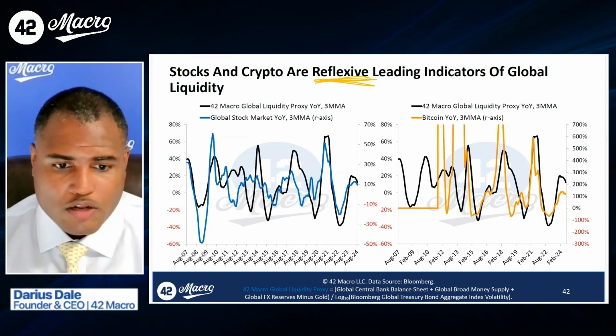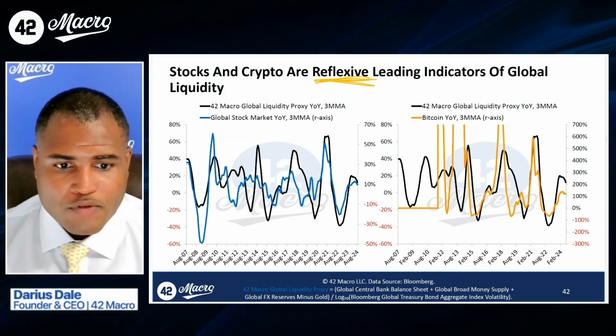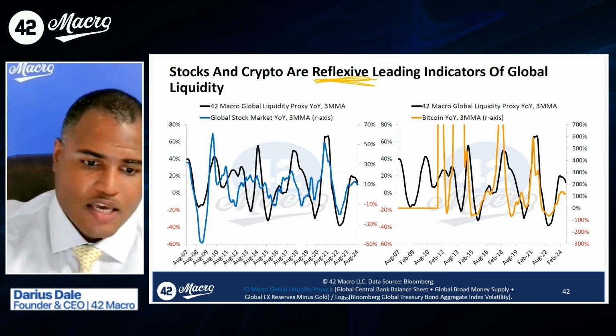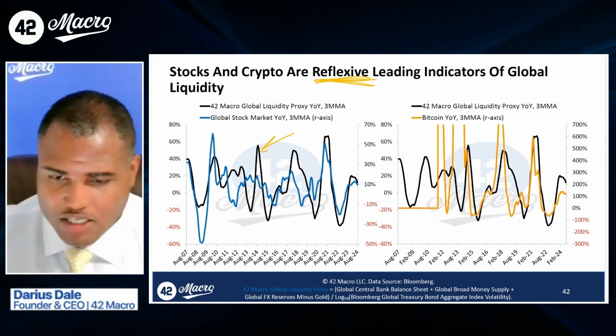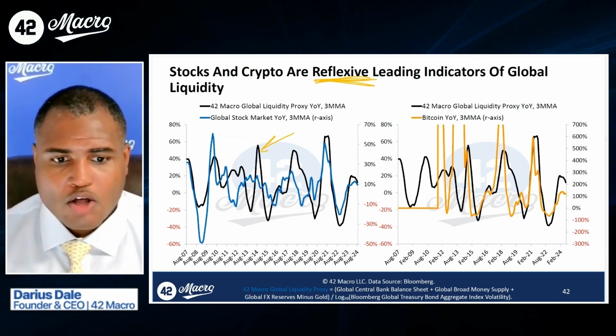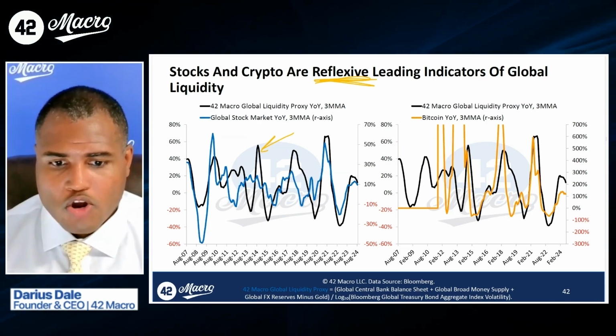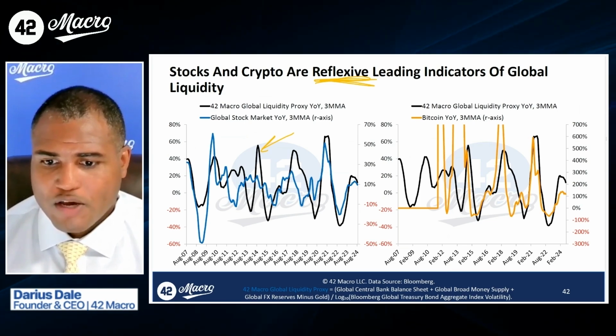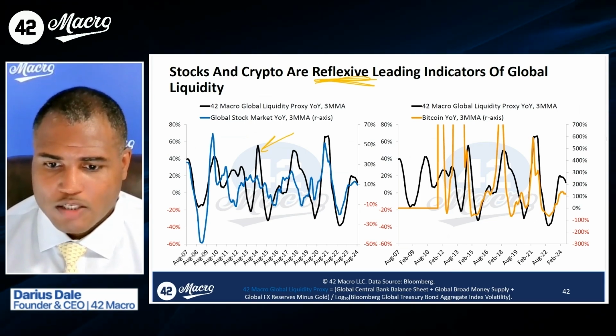So this chart on the left shows the year-over-year rate of change of the 42 Macro global liquidity proxy, in the black line, the same in each of these charts you're going to see. The blue line is the global stock market capitalization on a year-over-year rate of change basis. The chart on the right just shows Bitcoin on a year-over-year rate of change basis relative to global liquidity.